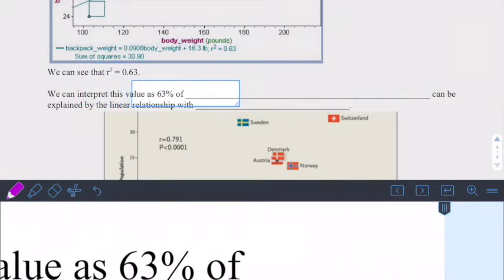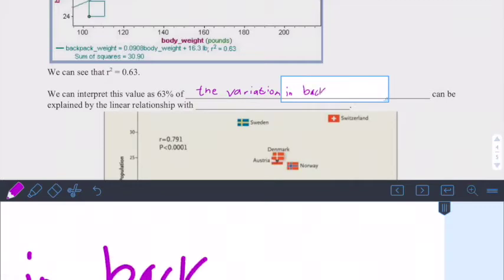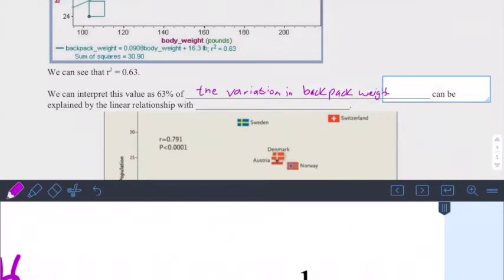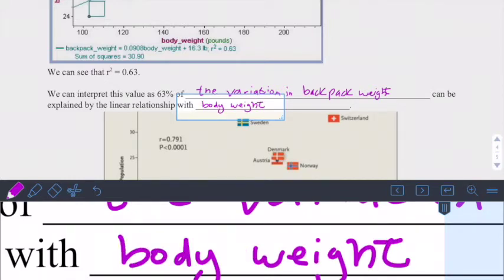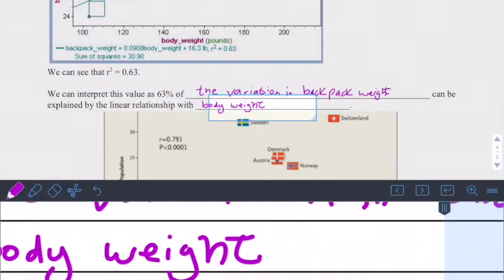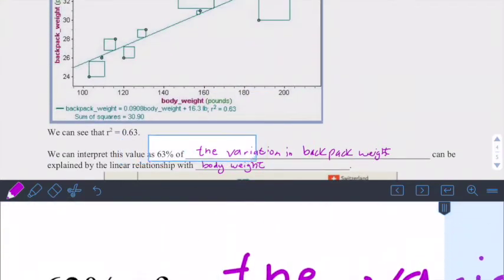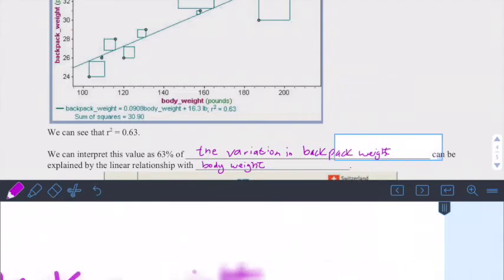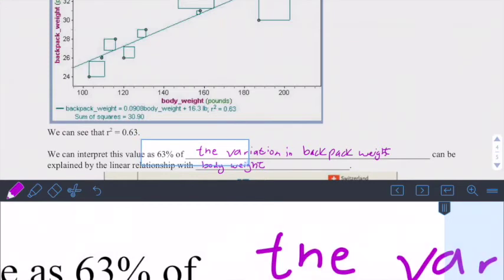So we could say that 63% of the variation in backpack weight can be explained by the linear relationship with body weight. So basically what this is saying is body weight and backpack weight are related with this linear relationship. 63% of this variation occurs because of those two variables, while the other percent would be from other variables.